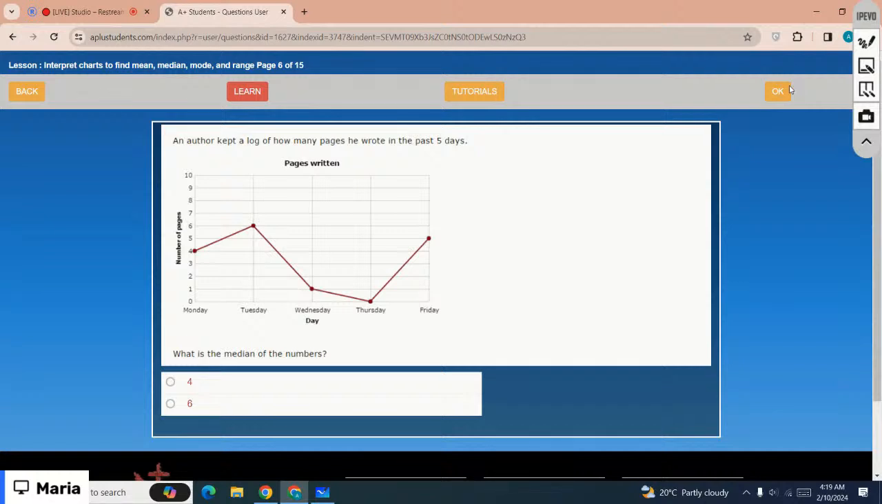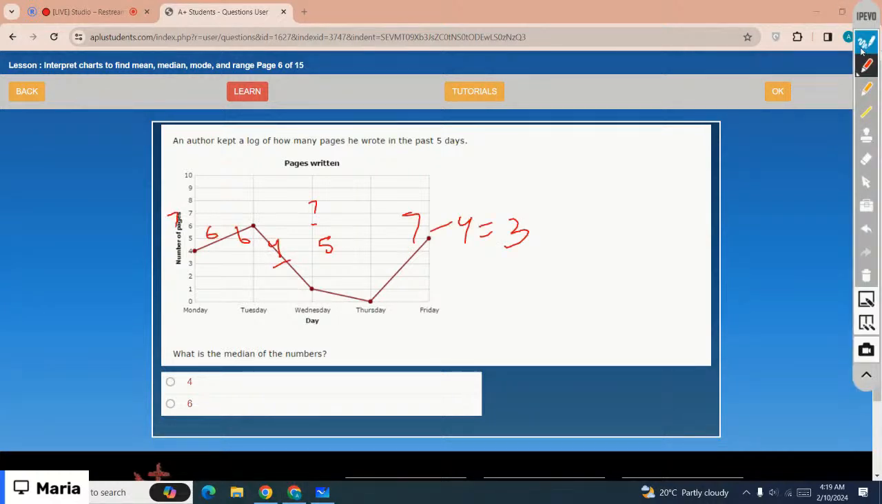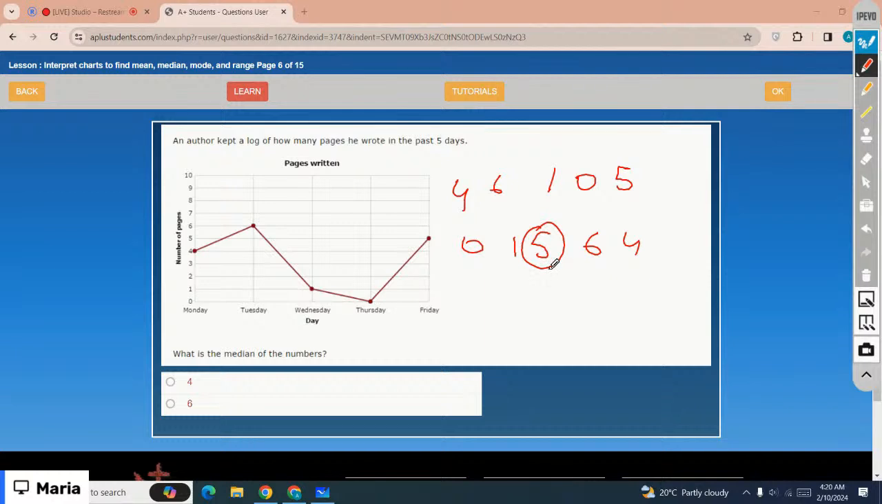An author kept a log of how many pages he wrote in the past 5 days. What is the median of the numbers? The median is the number that divides the whole data into two equal parts. Let's see the values. Monday is 4, Tuesday 6, Wednesday 1, Thursday 0, Friday 5. Just arrange them: 0, 1, 5, 6, 4. 5 is the median.